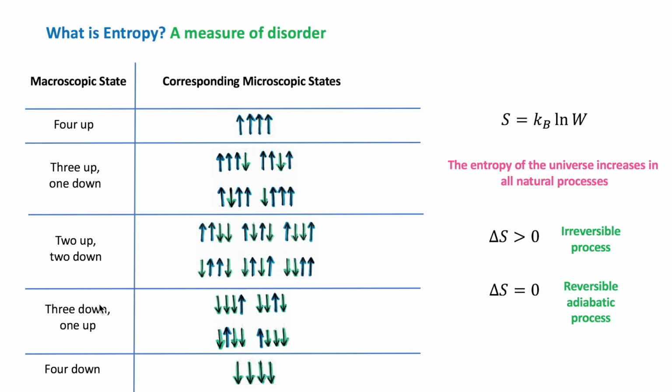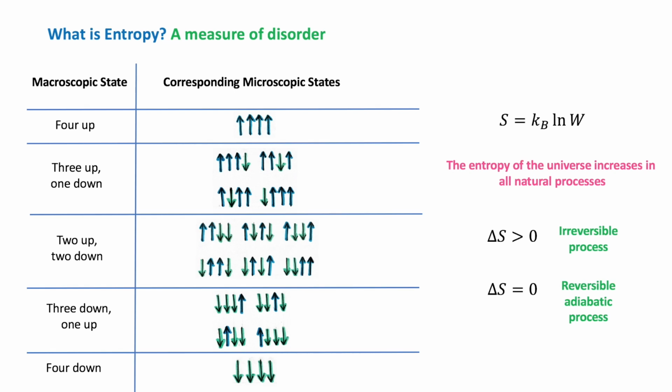And there are 4 microstates for a macrostate in which 3 arrows are pointing down and only 1 is pointing up. So 4 possibilities here. And there is only 1 microstate for a macrostate in which all arrows are pointing down. And this shows that for a given macrostate, there can be many microstates corresponding to the same macrostate, right?